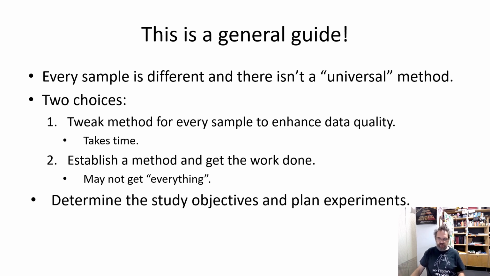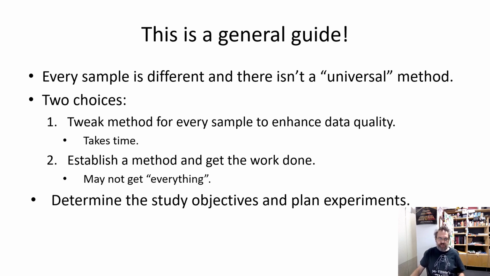The other alternative is just have your method, use it for everything, and get work done so that you can get your publications out and you can achieve your goals. This might not get everything out of the sample, and that has to be acknowledged and reported when you're writing your manuscripts to say that, look, I might have missed something because I haven't extracted it. There's nothing wrong with that.